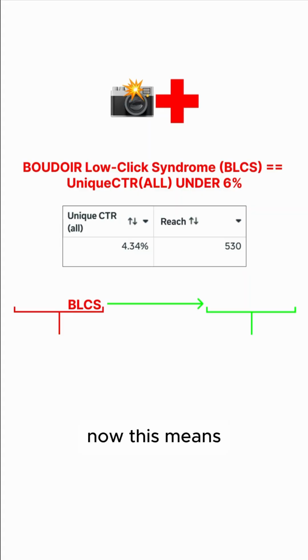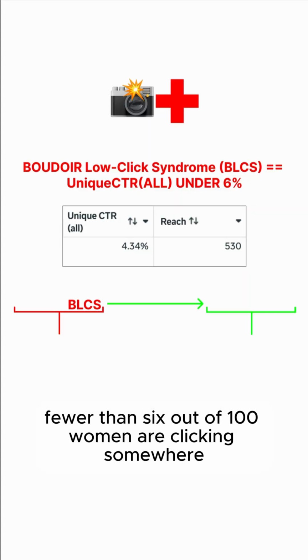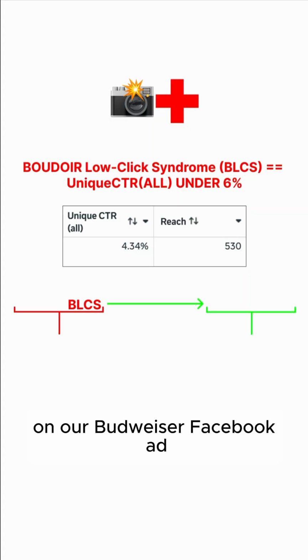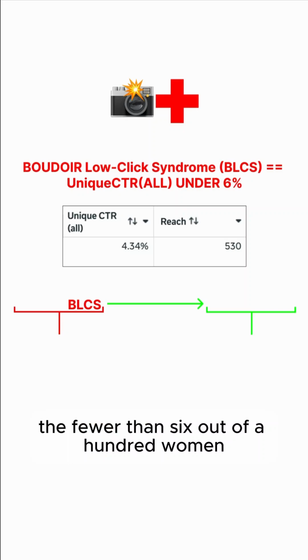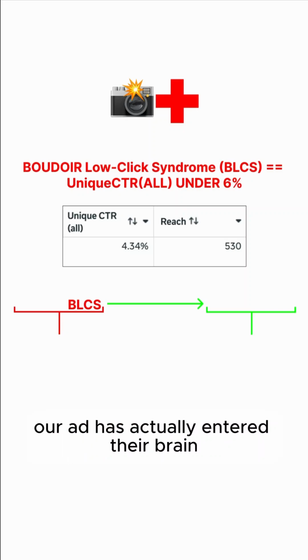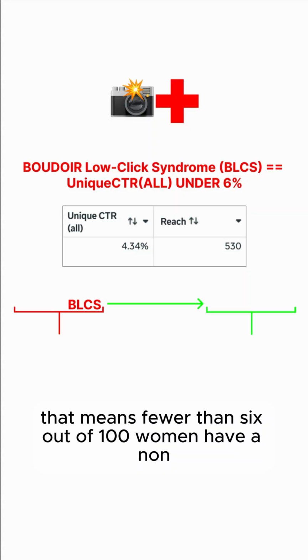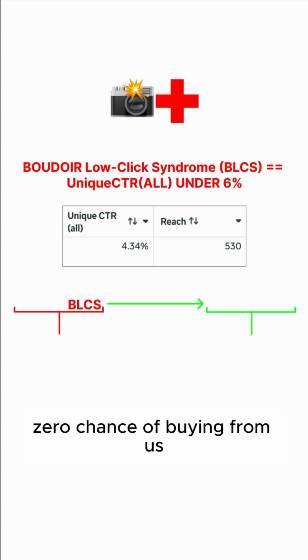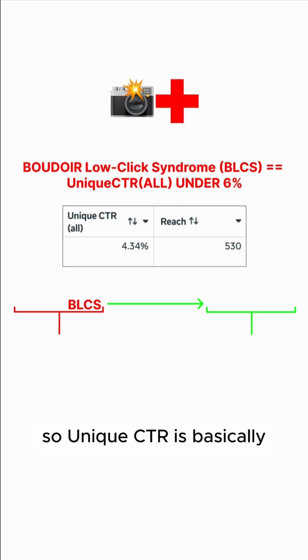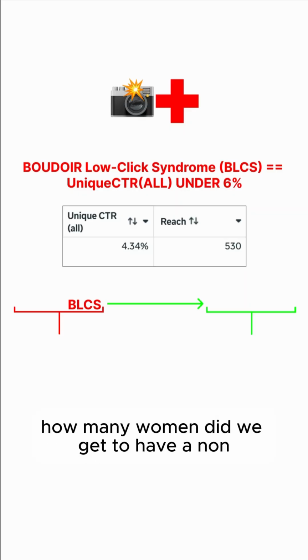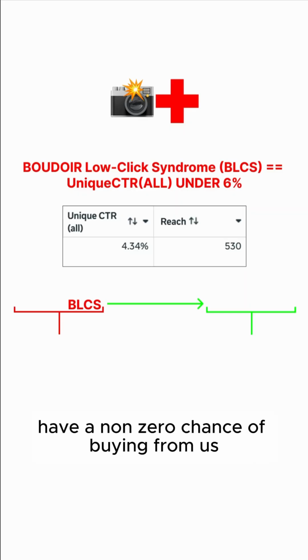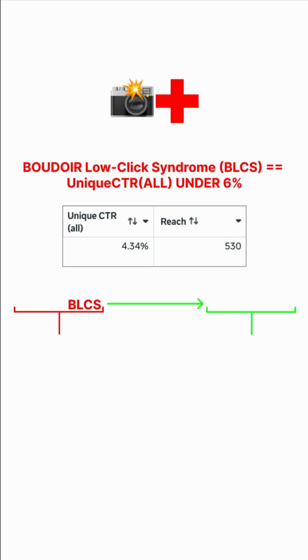Now, this means fewer than 6 out of 100 women are clicking somewhere on our Boudoir Facebook ad, which means that if fewer than 6 out of 100 women click, our ad has actually entered their brain. And the final thing we're looking for is that fewer than 6 out of 100 women have a non-zero chance of buying from us. So unique CTR all is basically how many women out of 100 have a non-zero chance of buying from us. That's literally what it is.